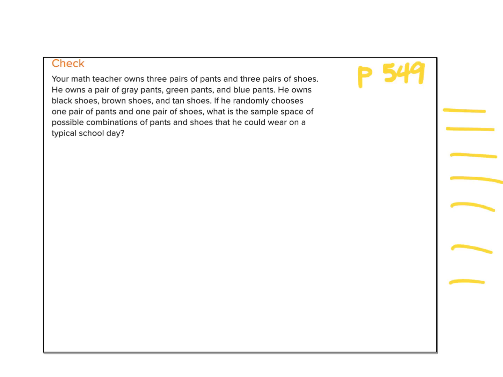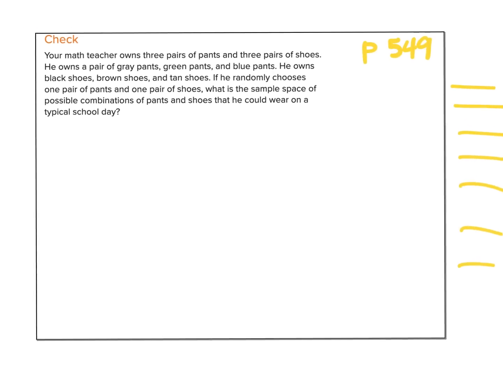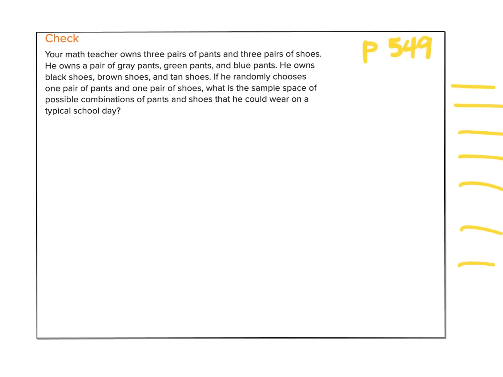All right, so your math teacher owns 3 pairs of pants and 3 pairs of shoes. There's gray pants, green pants, and blue pants. And then black, brown, and tan shoes. So let's start with if they choose a pair of pants first. I'm going to do a tree diagram going up and down. They can choose gray pants, they can choose green pants, or they can choose blue pants.